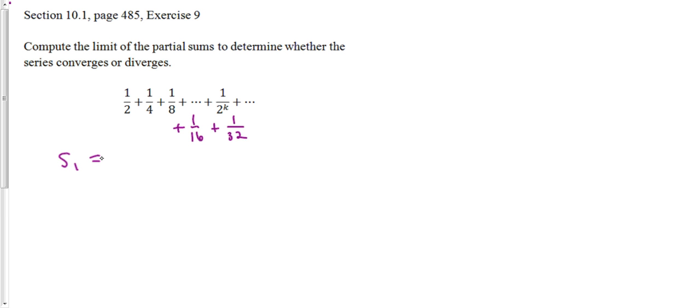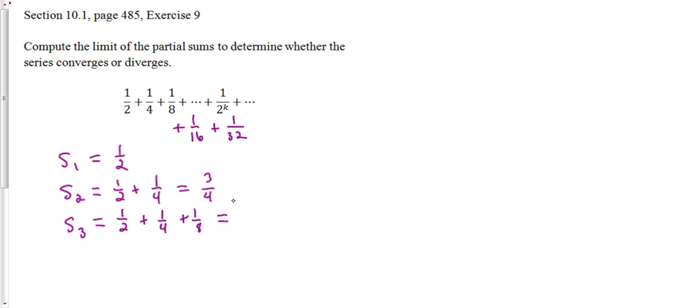So S1, the first partial sum, is just the first term. So that's going to be 1/2. S2, which is the second partial sum, is going to be the first two terms added together, or 1/2 plus 1/4, which gives us what? That's right, 3/4. The third partial sum, S3, is going to be the first three terms added together. So that's going to be 1/2 plus 1/4 plus 1/8, which is going to be equal to what? 7/8.